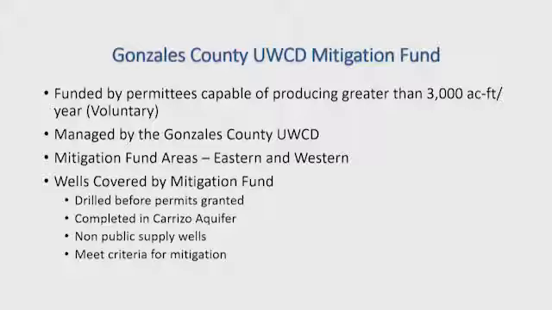We had to hire a manager, started out at about $45,000 a year, to manage the program for us. And we have mitigation fund areas. We had 3 big permits on one side of the district early, so we set up a mitigation fund. Then 2 big ones came in on the other side of the district, so we separated that out to an eastern and western fund. Wells covered by mitigation have to be drilled before those permits were granted, completed in the Carrizo Aquifer, because all the large well fields are in the Carrizo Aquifer. Non-public supply wells, and they have to meet the criteria for mitigation.